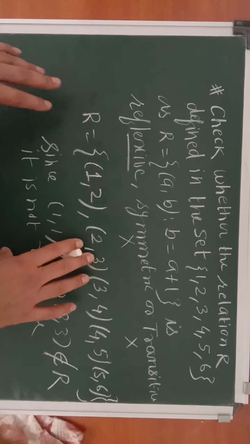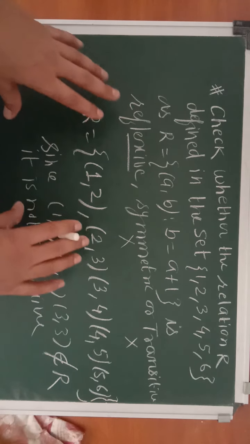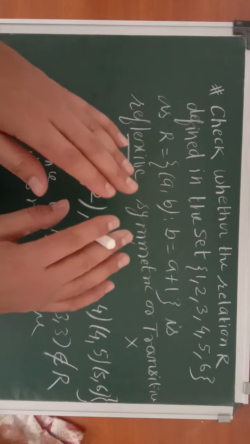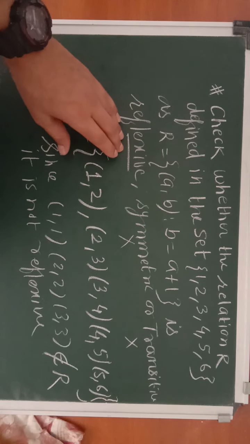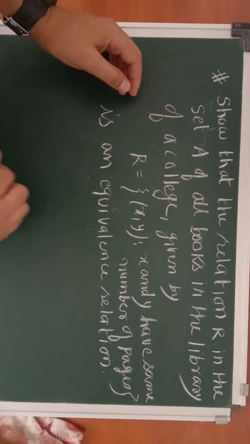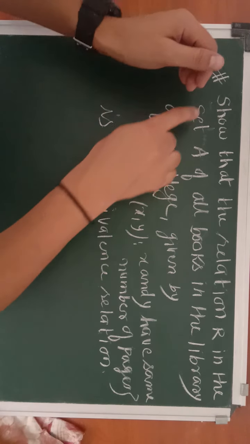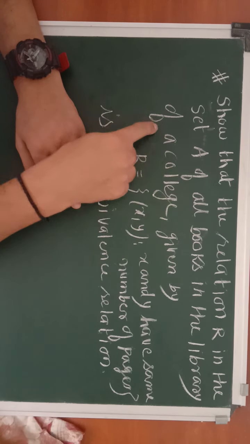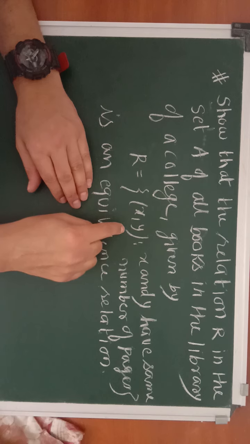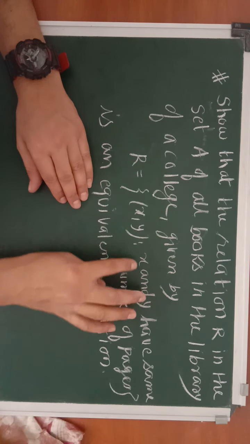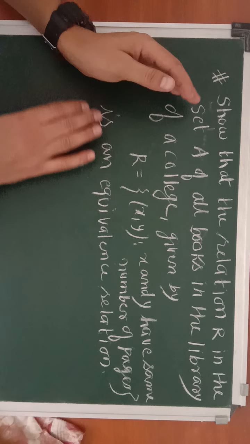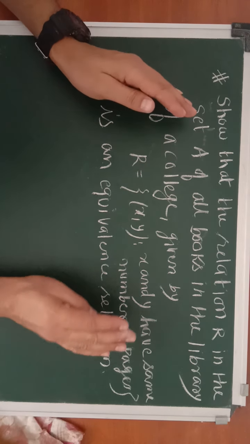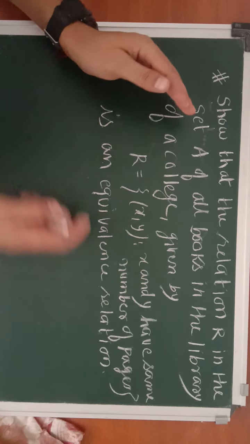Okay, let us move ahead towards the 4 mark category questions in which you have to systematically prove the given question. Okay, so here we go. Let us see this beautiful question: show that the relation capital R in the set A of all books in the library of a college, given by R = {(x, y)}, where x and y are books and both the books have the same number of pages, is an equivalence relation. Okay, so to prove that it is an equivalence relation, how should we start in the board examination?